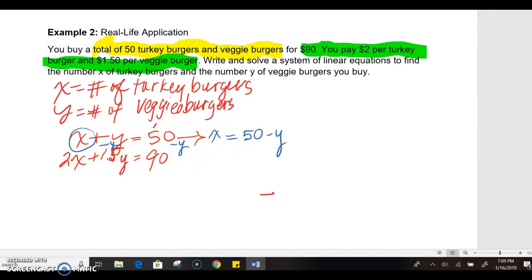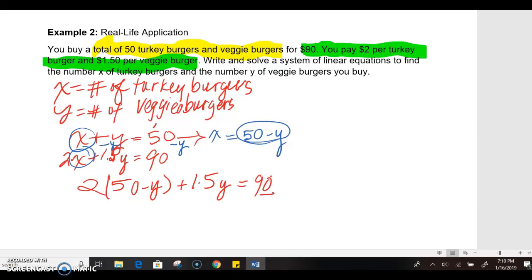Now I'm going to take this value of x and substitute it in place of x in the second equation so that I can solve for y. So it looks like this: 2 times (50 minus y), and then just copy the rest of the equation, plus 1.5y equals 90. Now, just like we did in the problems on the previous page, we're going to solve this by distributing and combining like terms. So 2 times 50 is 100. 2 times y is 2y. Everything else drops down.